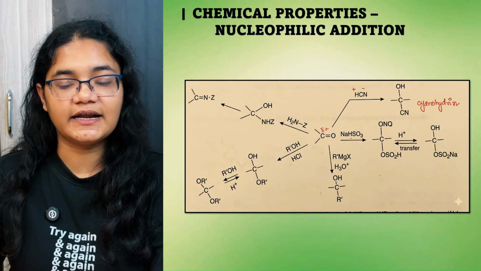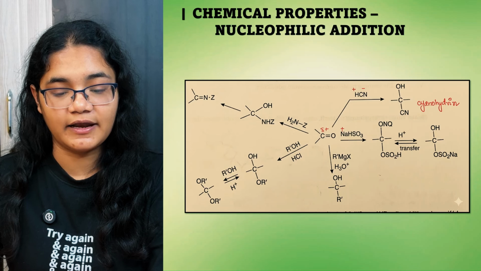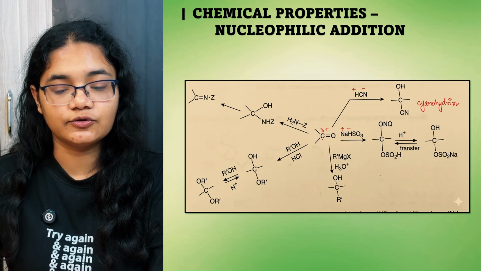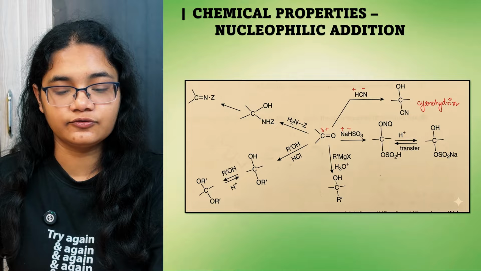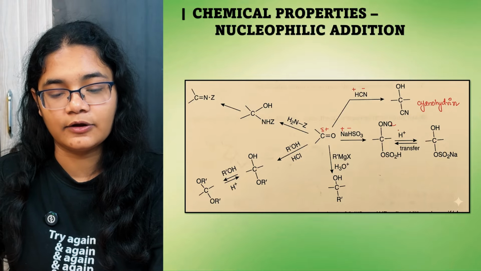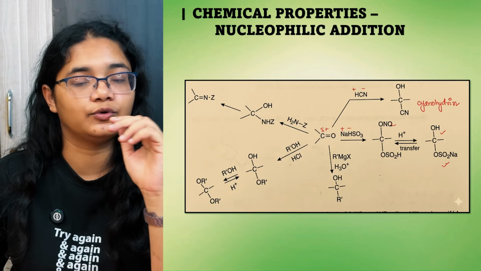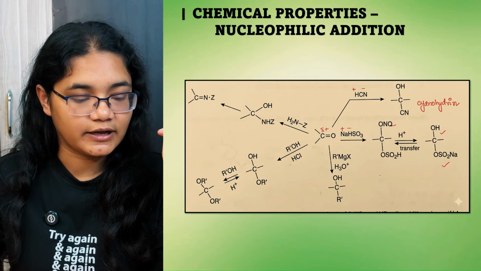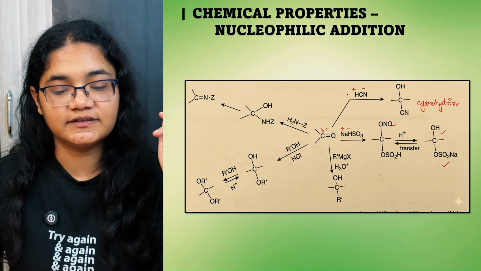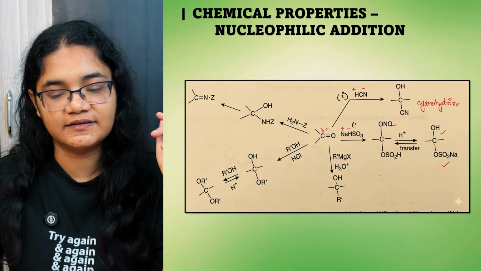Next is addition of NaHSO3. So you have Na plus and HSO3 minus. This C is delta plus, right? So here HSO3 will add and here ONa will add. Then there is proton transfer and we get OH and SO3Na. So this is the first addition, this is the second addition.